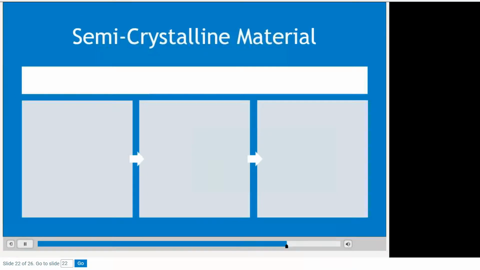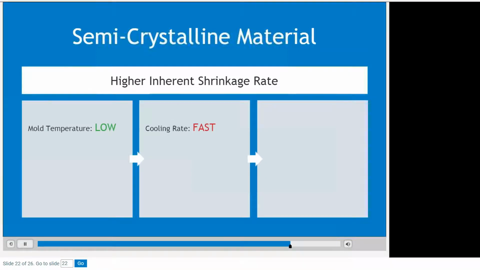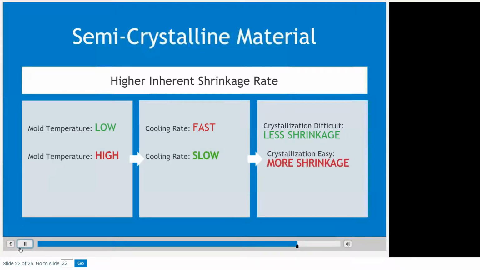Generally, semi-crystalline materials have a higher inherent shrink rate, which is affected by the rate of cooling. If the melt and mold temperatures are low and the material reaches the glass transition temperature quickly, or in other words, has a fast cooling rate, the material cannot crystallize and will have lower shrinkages. On the other hand, if the melt and mold temperatures are higher and the cooling rate is slower, the material will have time to crystallize, which will result in higher shrinkages.